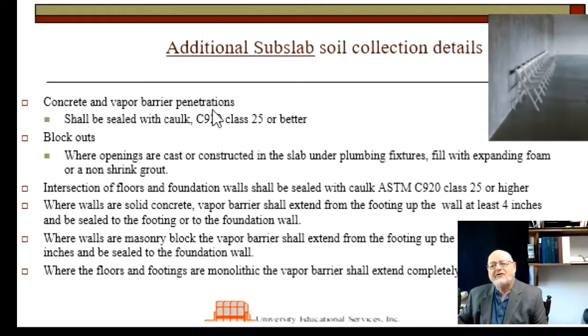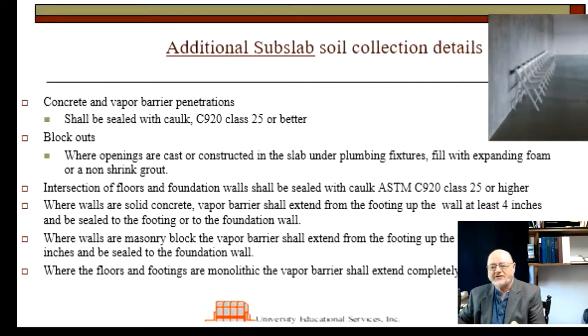The vapor barrier, if there are any penetrations, you have to make them airtight, or as airtight as you possibly can. And so they suggest you seal them with caulk. If there's a tear, you repair it as you did in the case of the gravel, and you'll see all that in the standards. I'm just going to come down here again. The intersection of the floor and the foundation walls will be sealed with caulk. You're to run the vapor barrier up 4 inches.